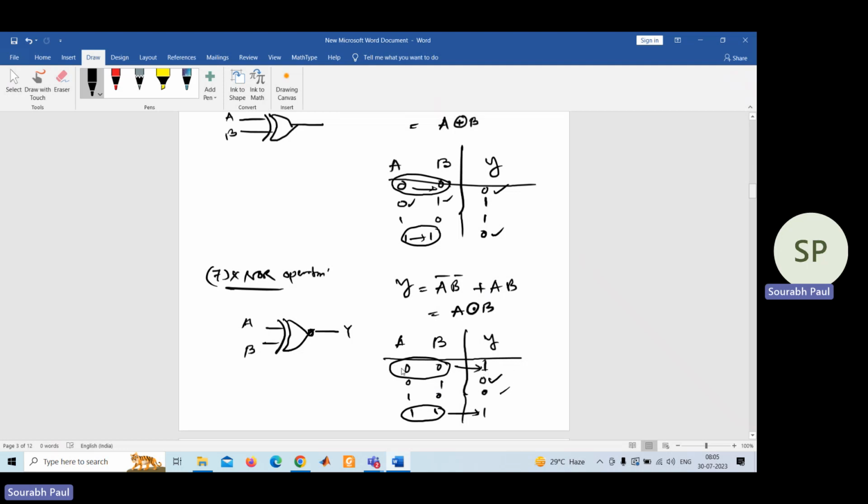So XNOR operation. These are the Boolean logic operations generally what we do. These are the basic operations. Okay. Other than that, some laws are there that I will discuss in the next lecture.